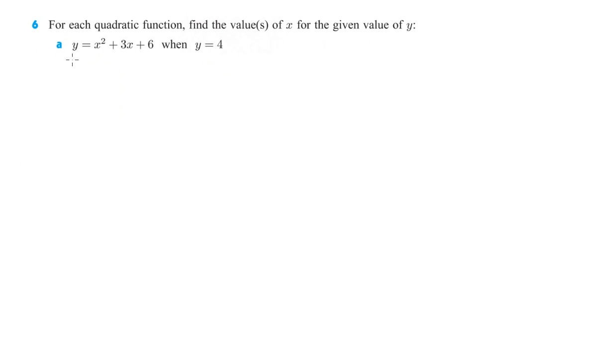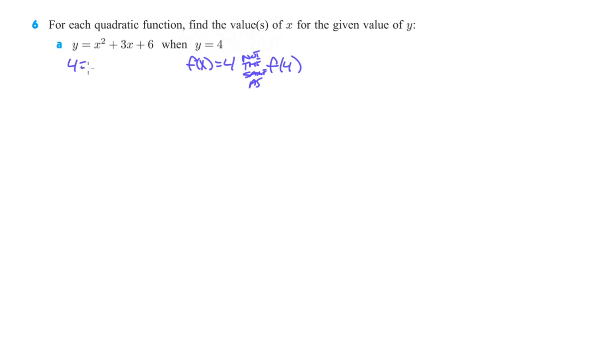Okay. All right. And then one more here, 6, for each quadratic function, find the values of x for the given value of y. So if it says when y equals 4, we're going to plug 4 in for the y and solve for x. You could also see this written as f of x equals 4, which is different than f of 4. These two things are not the same. This is basically plugging 4 in for the y, and this is plugging 4 in for the x. Okay, so anyway, back to this here.